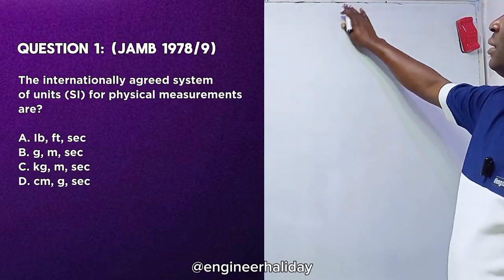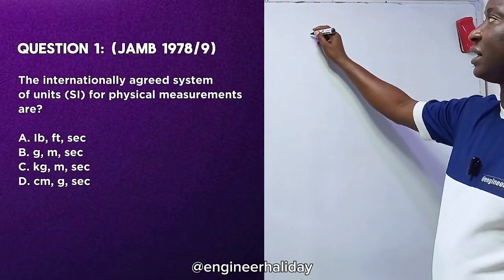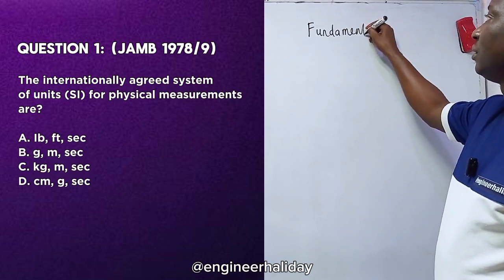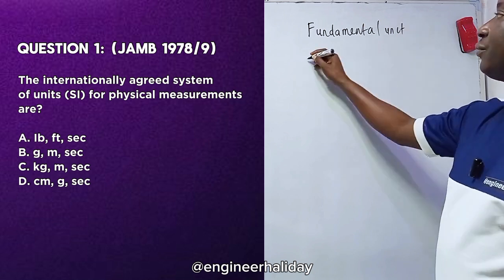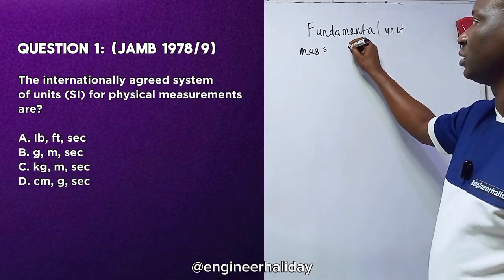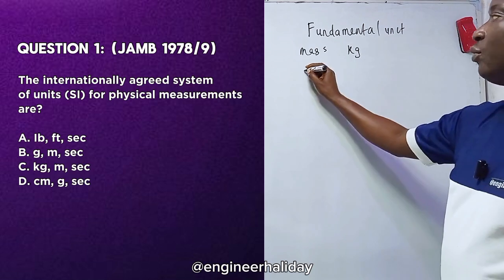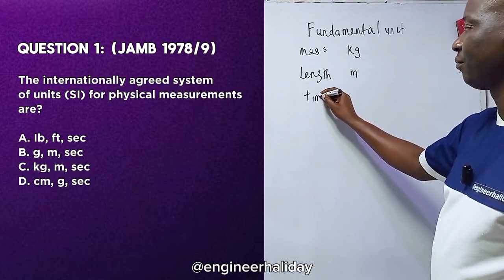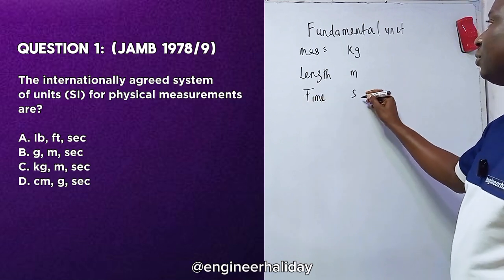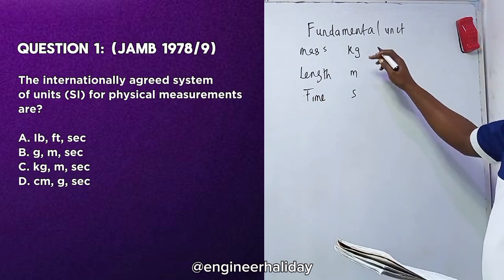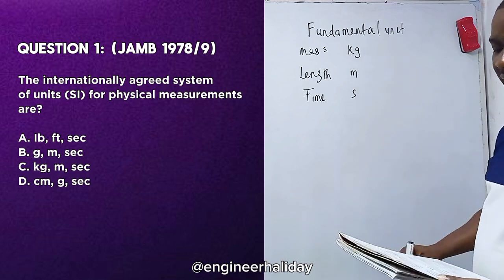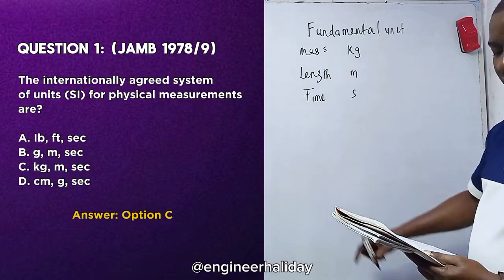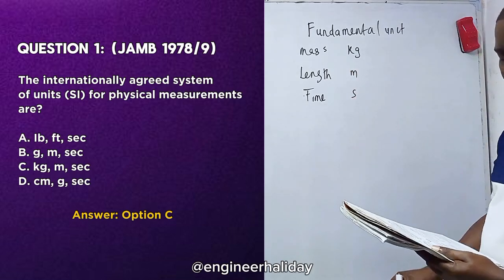If you want to know the international agreed system of units, those are basically the fundamental units. For example, mass is measured in kilogram. Then we have length measured in meter. Then we have time measured in second. So this one now is kg, meter, second. So the answer to that question should be option C, which is kg for mass, meter for length, and seconds for time.